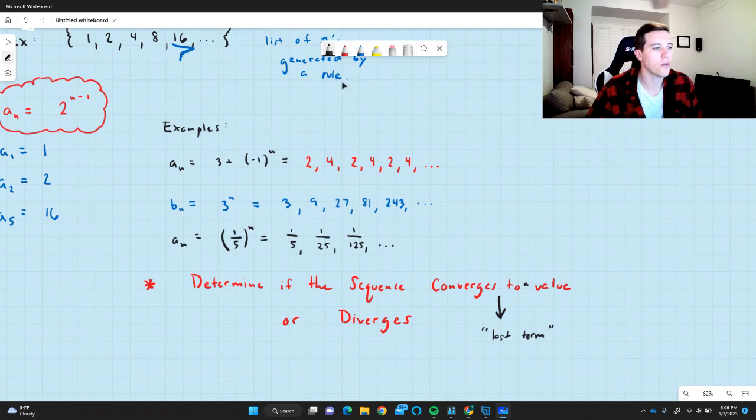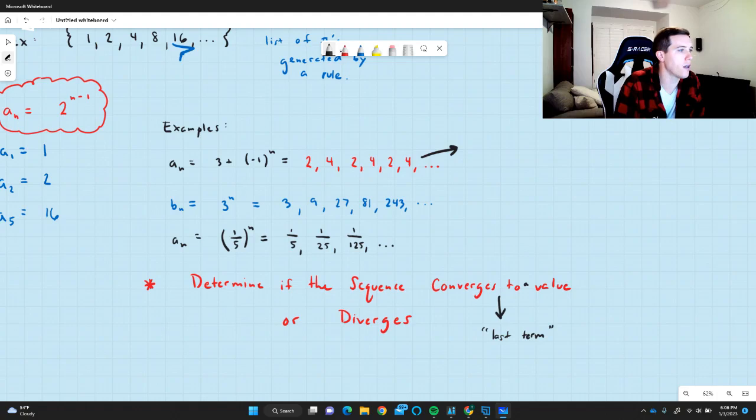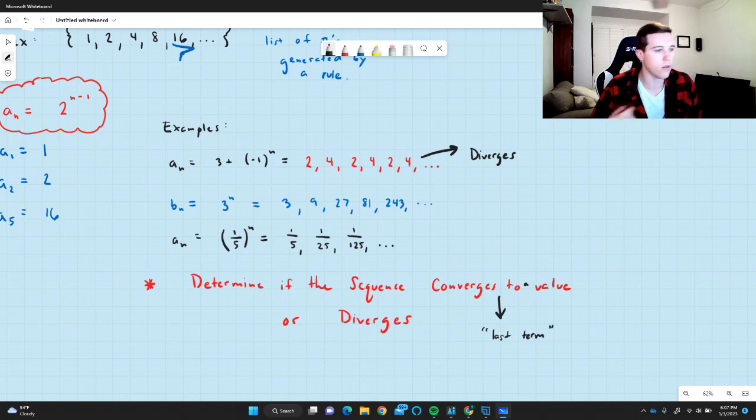You'll see what I mean as we do more examples, but let me show you with these first 3 that we've done. So if you look at this sequence, 2 and then 4 and then 2 and then 4 and then 2 and then 4. Does it look like we're getting closer and closer to any term? No, we're oscillating back and forth. So this is an example of a sequence that diverges. There is no last term. It's either 2 or 4 back and forth, and we're never going to end on either one of those.